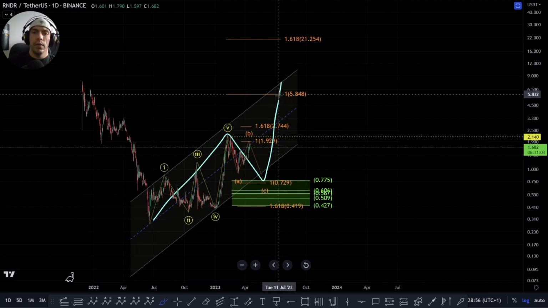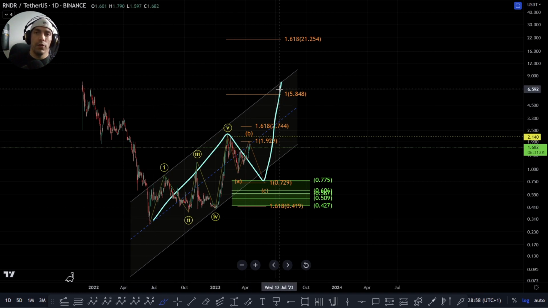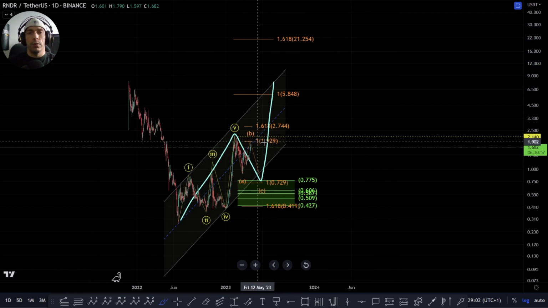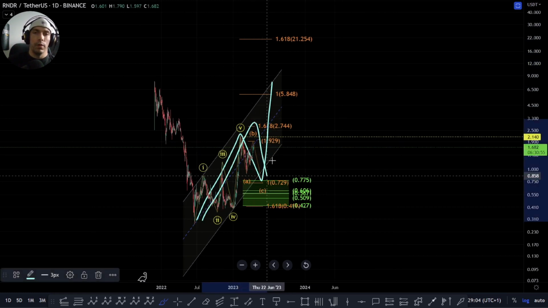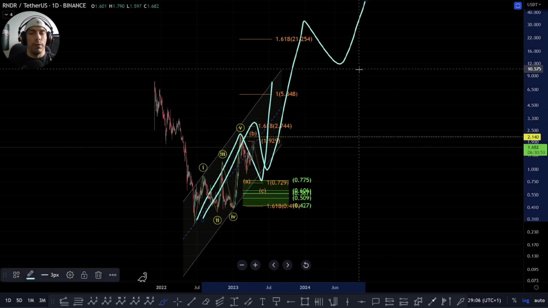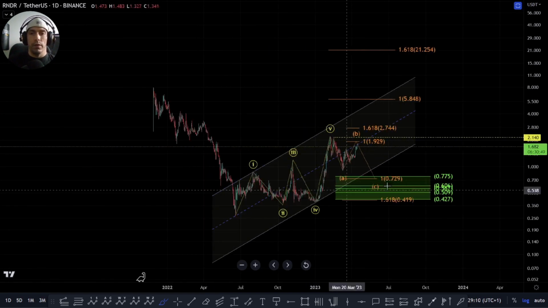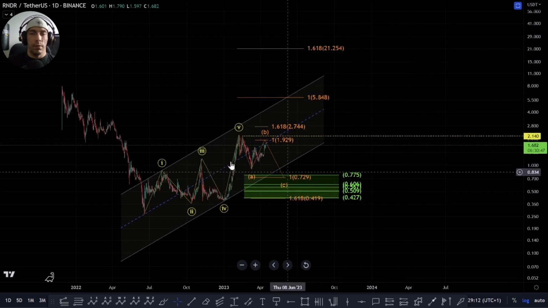If, however, we do see something like this play out, and then we actually push up towards this 2.125 range, this would confirm a new trend, and we'd be looking at this as a 1, 2, 3, 4, and then a bigger fifth wave to the upside. So this is what we're going to have to keep an eye on. Obviously, this will take a long time to play out.